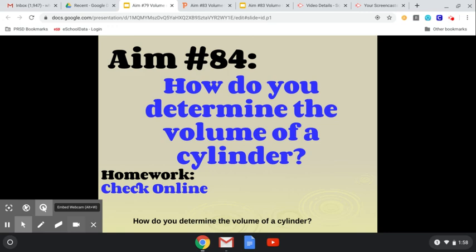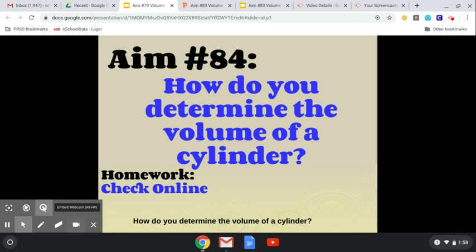This is aim number 84, so you should be copying this down right into your math notebook. For the homework, I'll post what the homework's going to be online. Either it'll probably be out of the green packet, but if I decide to post a worksheet, I'll post it there as well. Okay? All right, hit pause if you need to finish copying down your aim.